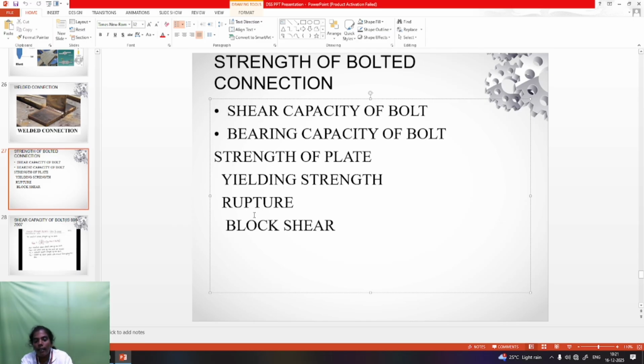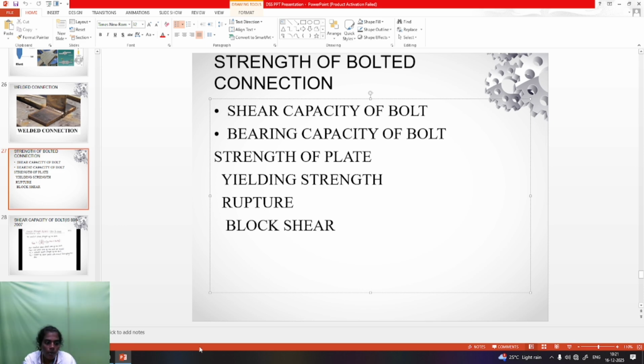After that, the joint efficiency must be calculated. The joint efficiency means the strength of bolt divided by strength of plate, times 100 percent. So this is the efficiency. The efficiency is very important for the connection. So these are the bolted connection strengths.